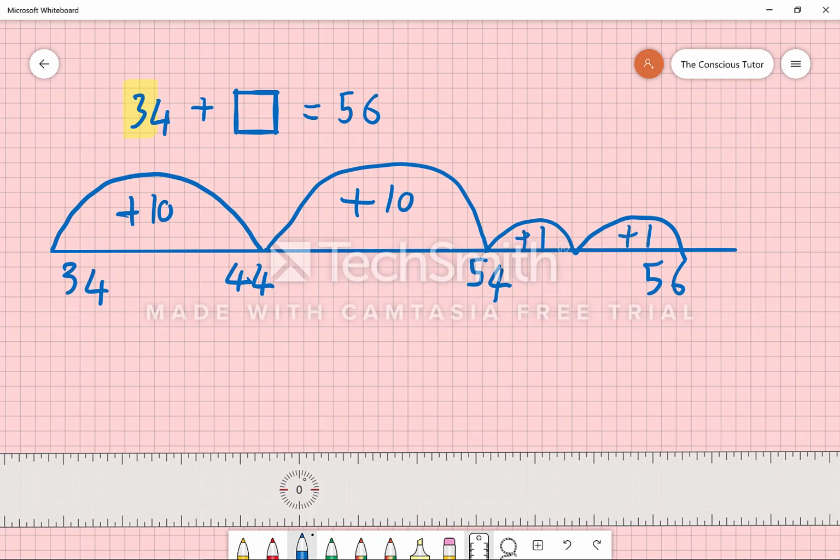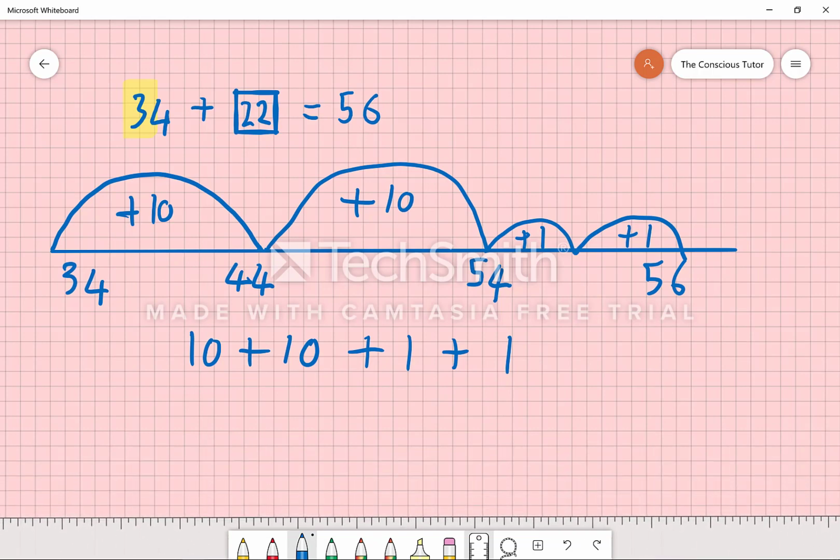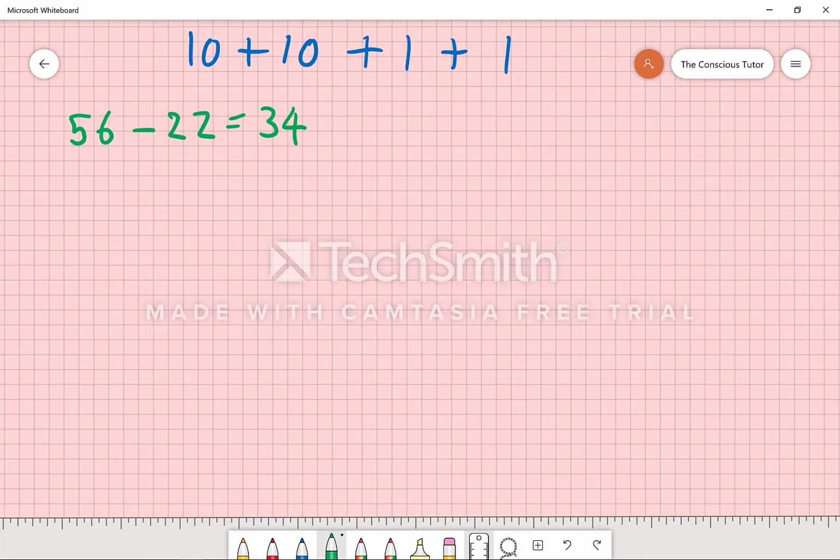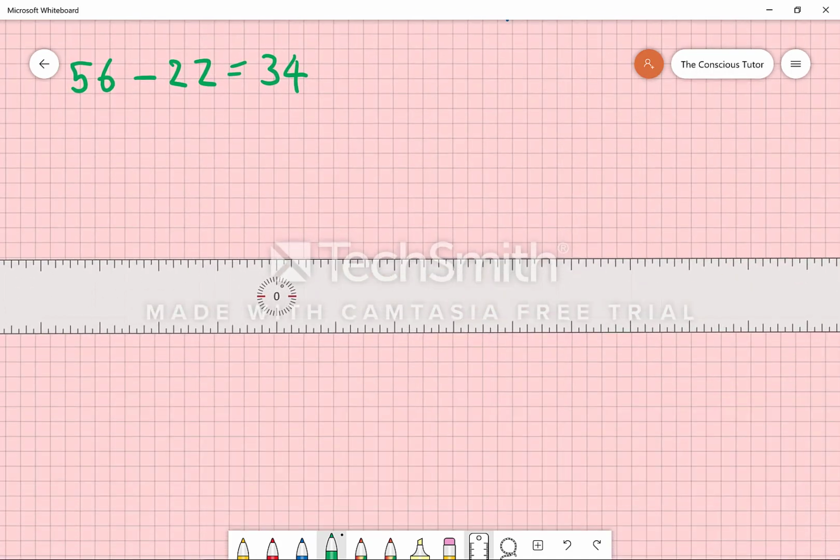Add 1, add 1. We'll just do the jump of 2 in one go. And then adding these up, 10, add 10, add 1, add 1 equals 22. So 34 add 22 equals 56. Now that last objective says to be able to check those by using the inverse. So that means 56 take away 22 equals 34. So here, once again, we can use our number line.